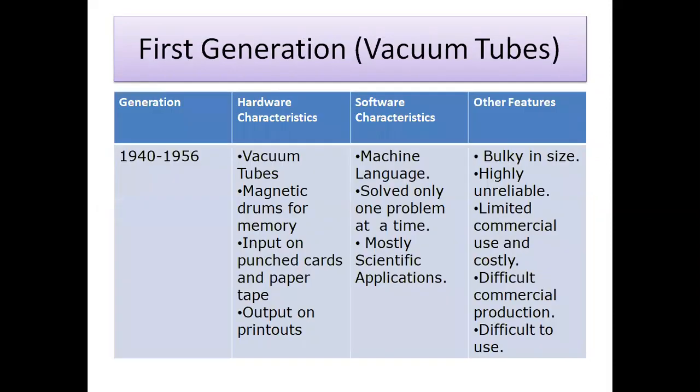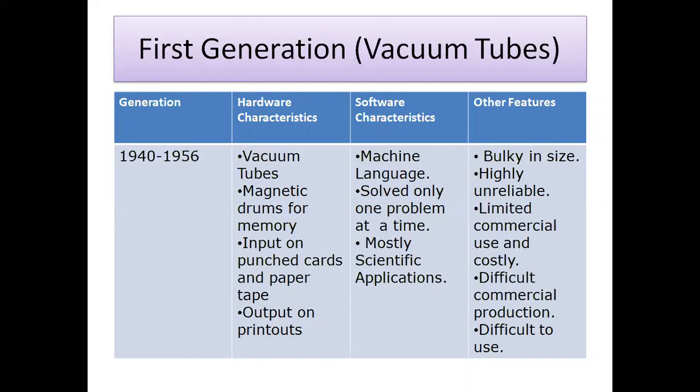First generation, that is vacuum tubes. Let us see the hardware, software and other features of vacuum tubes. Here, vacuum tube itself is used as the hardware. And the magnetic drums are used for memory purpose, that is storage. And input is given through the punched cards and paper tape. And output is taken on a printout.